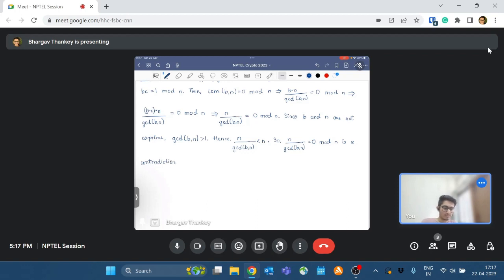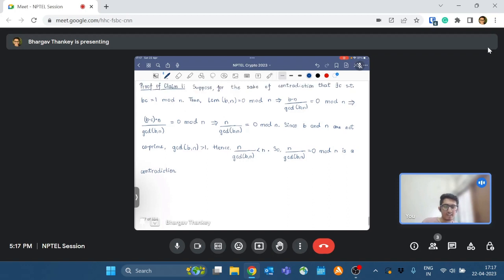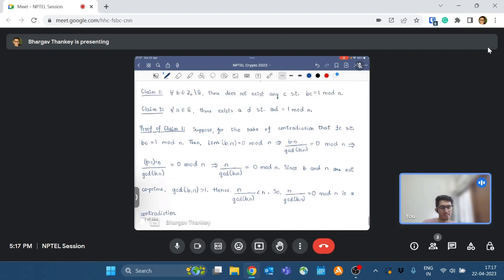Yeah, so assuming that there exists a C such that BC equals 1 mod n leads us to a contradiction. So we are forced to conclude that there does not exist any C such that BC equals 1 mod n. So that proves claim 1.